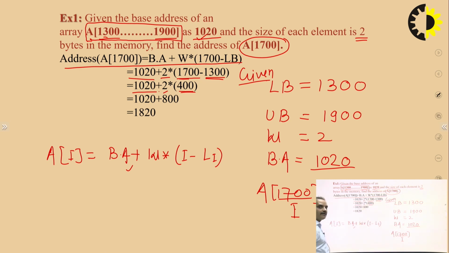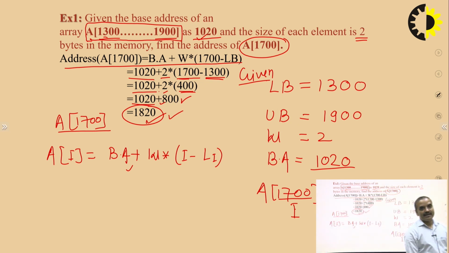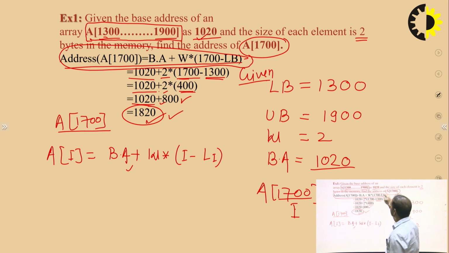By solving this equation, we get 1020 plus 2 into 1700 minus 1300. That is 400. Multiplying 400 with 2, we get 800. 1020 plus 800 gives 1820. This is the address of the element at location 1700. This is the formula to calculate the address of an element in a one dimensional array. By using this formula, we can calculate the address of any element.